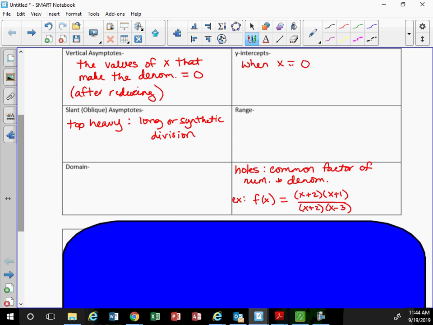X plus 2 factors and cancels out, right? Okay, what does that mean? Like, where is the hole then? Okay, when x equals -2. All right, I need a little more than that. How do I find the y part of the hole? Go ahead, Alex. Yeah, so you've reduced, right? We've crossed those out. Take that -2 and just plug it into what's left. Plug it into your new reduced fraction.